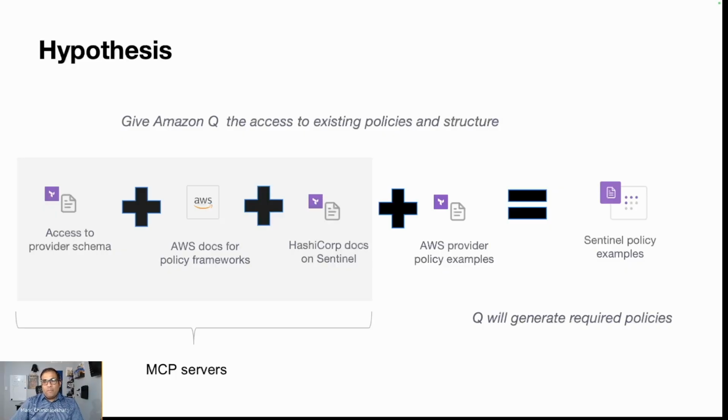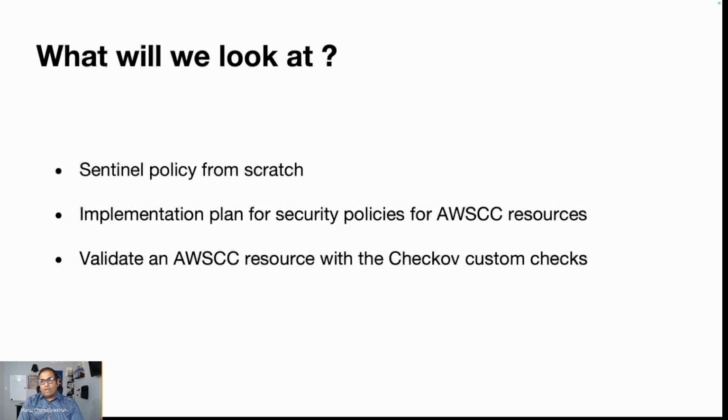Enough of the slides. Let's get into the demo. Now, in the demo, I want to showcase three things. We want to create a Sentinel policy from scratch. You will see the different motions Amazon QCLI goes through to identify the structure, go through creating the policies, and creating the documentation and things like that. And we'll see how we can scale it across different services from a security policy standpoint.